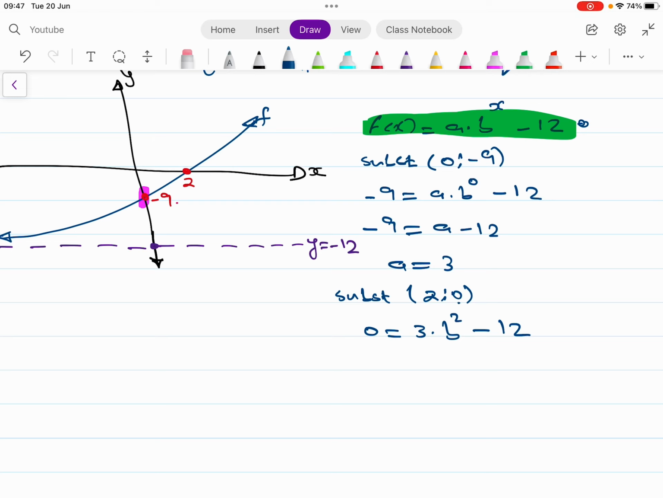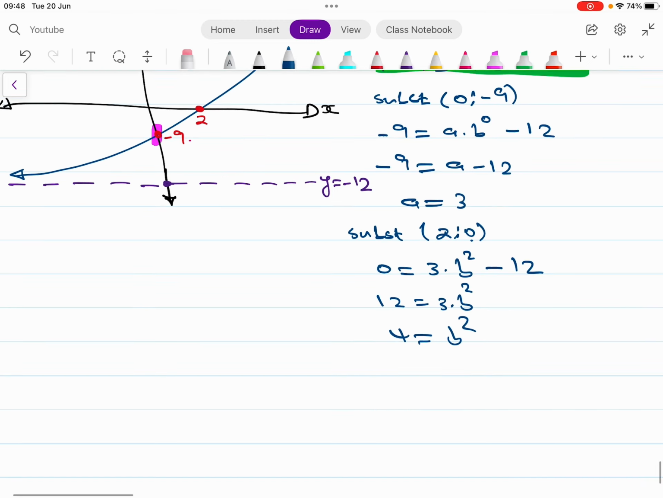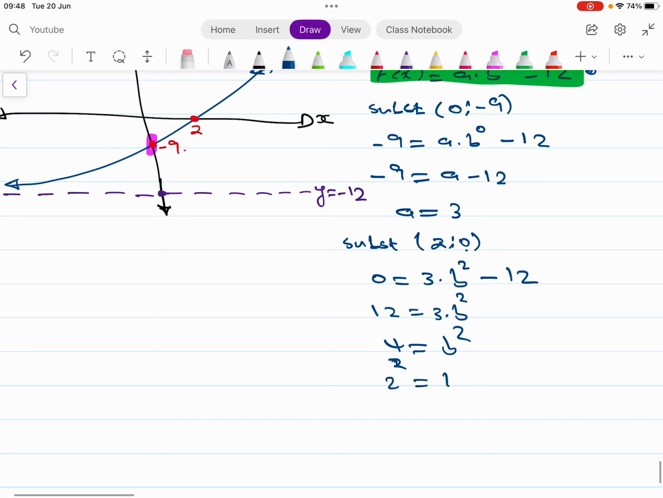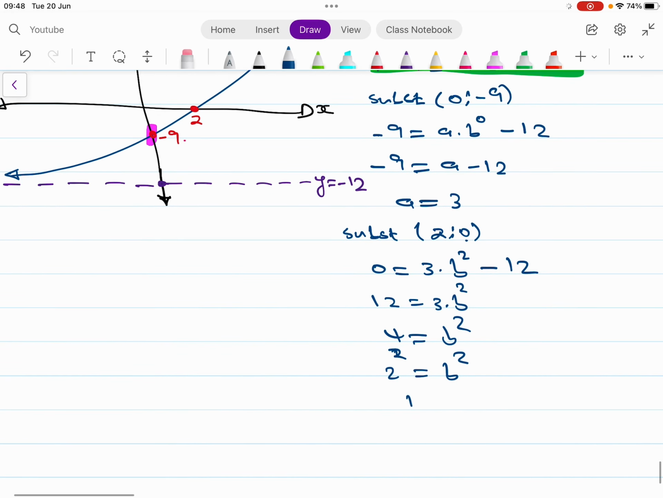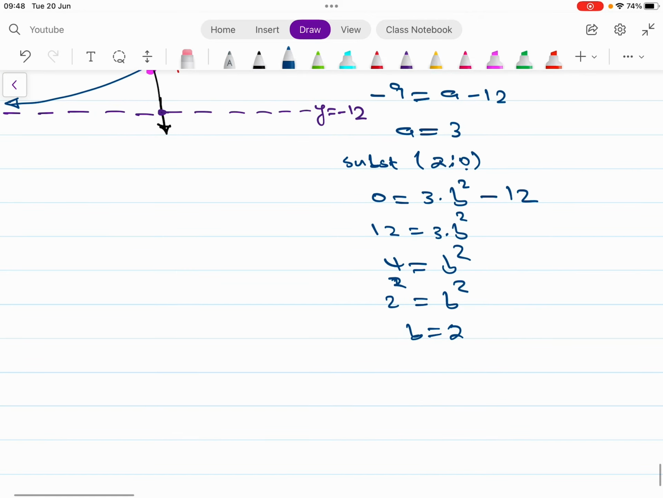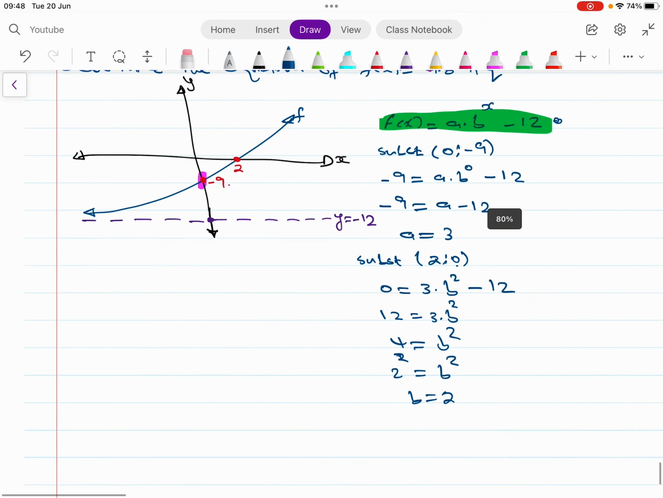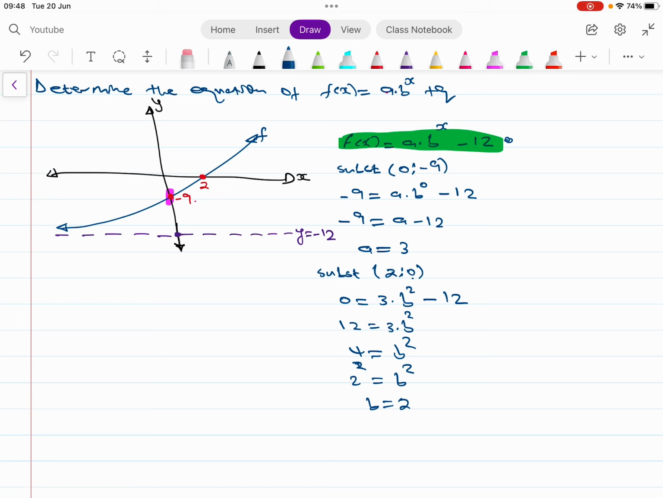Then we can solve for b. 12 equals 3 times b squared, so 4 equals b squared, 2 exponent 2 equals b squared, therefore b equals 2. Okay, we have the value of a, we have the value of b, we are getting somewhere, or we are done with the problem. Therefore f of x equals a, which is 3, times b, which is 2, exponent x, plus q, which is negative 12. That is the equation. Hey, we are done. Seems like that situation wasn't that complicated after all.